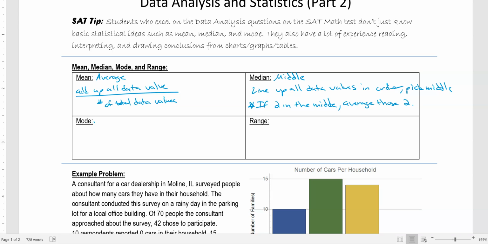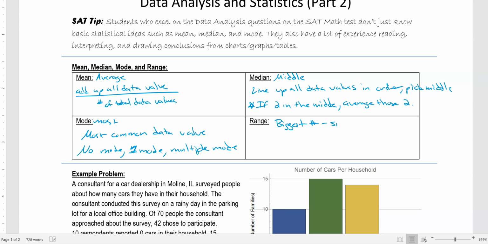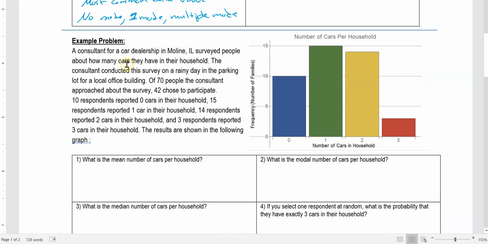Okay, the mode means most. So mode is the most common data value. And there could be no mode, there could be one mode, like one modal value, or there could be multiple modes. So there could definitely be more than one mode for any given scenario. And the range is the biggest number minus the smallest number. Okay, so that's some terminology for statistics, some basic stuff.